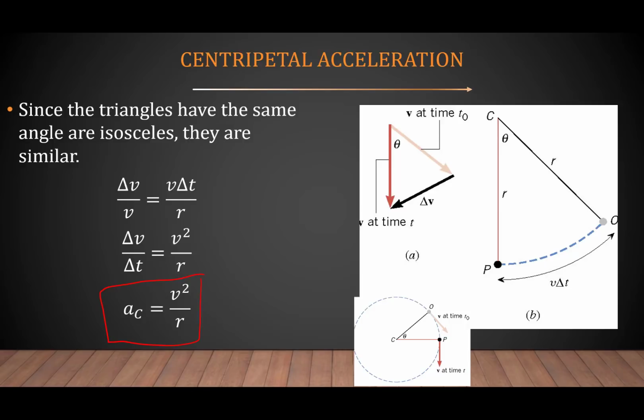Now, one other thing to note is that this delta v, and therefore the acceleration, has a direction, and it points towards the center of the circle. Our centripetal acceleration is always going to go towards the center of the circle. Centripetal means center pointing.